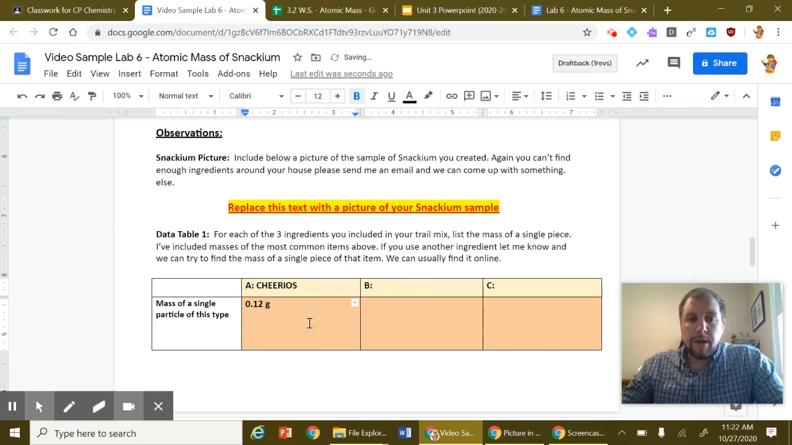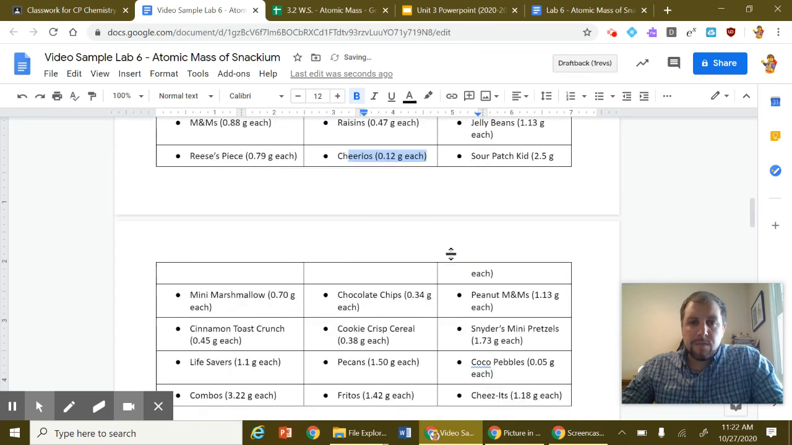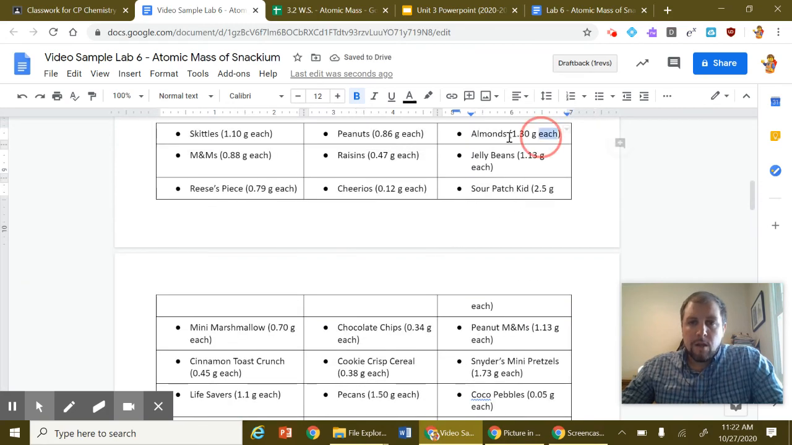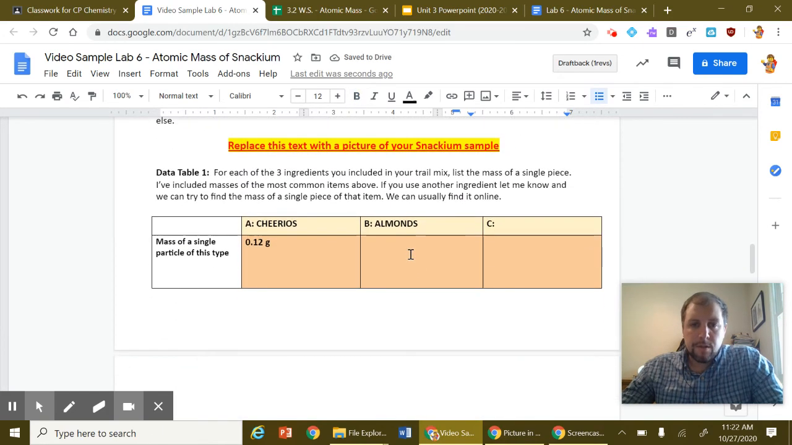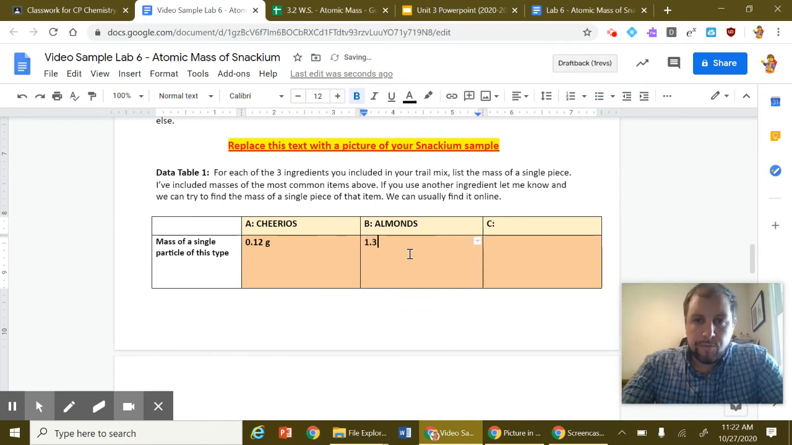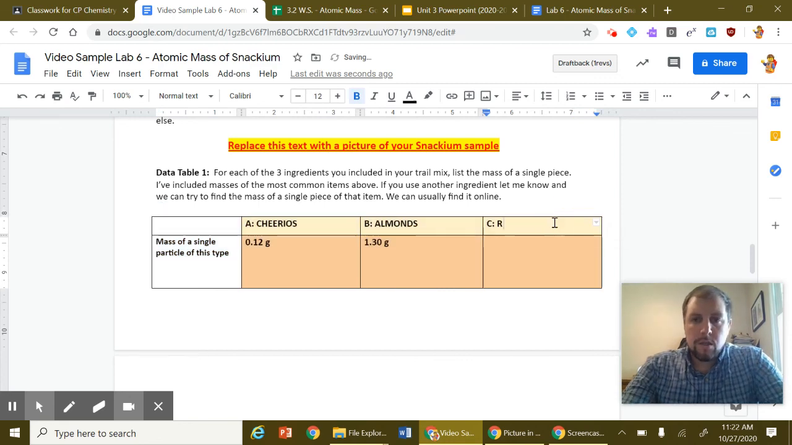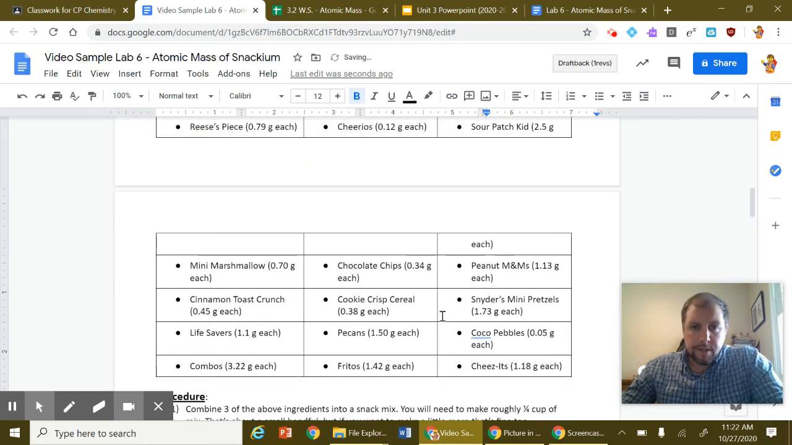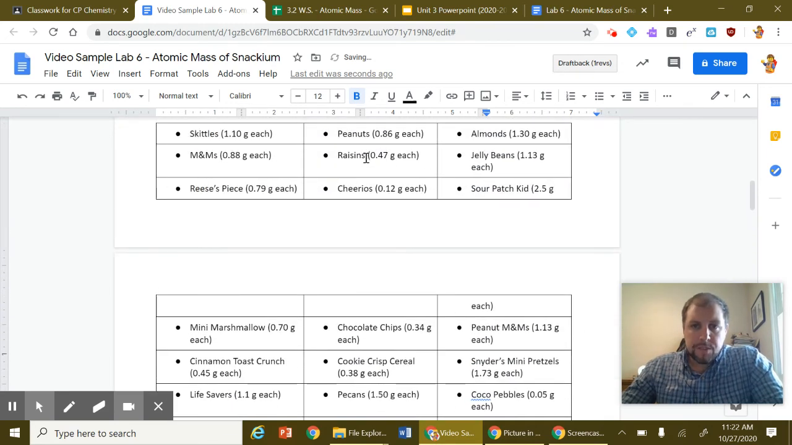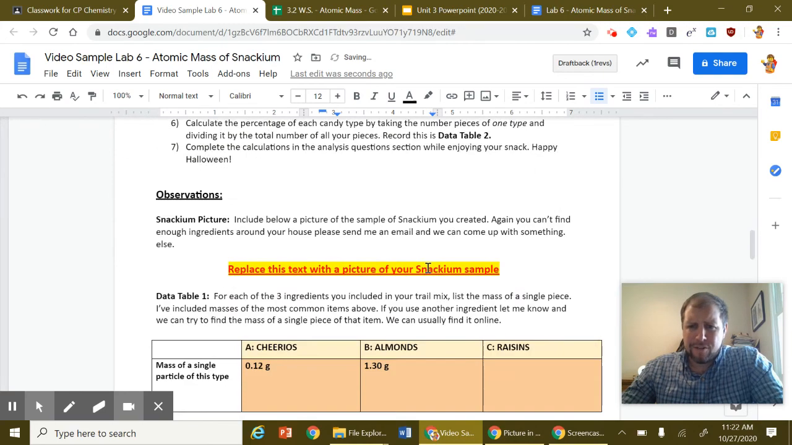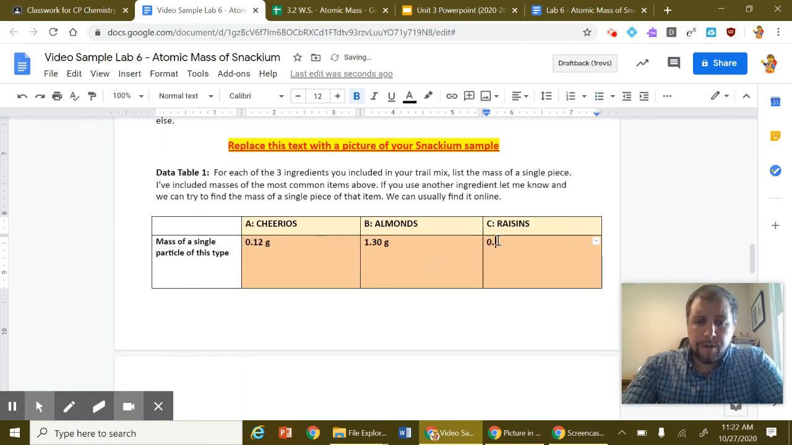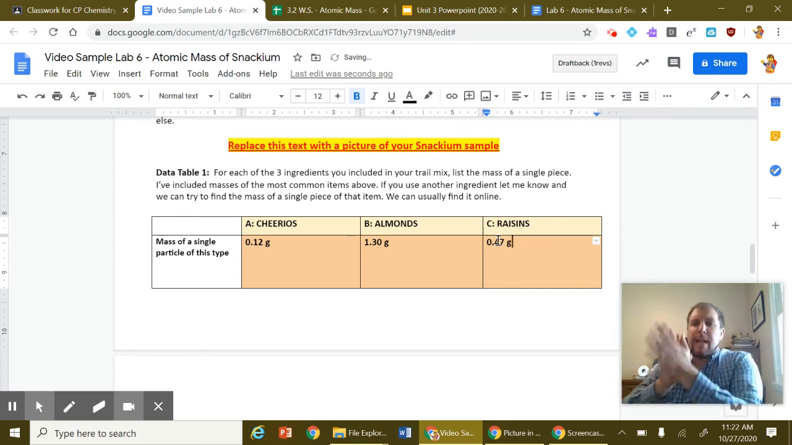Caps lock off, grams. The next thing that I chose was almonds, and the mass of a single almond is 1.30 grams. The last thing that I had here was raisins, and the mass of a raisin here is 0.47 grams on average. These are the 3 snack items I chose.